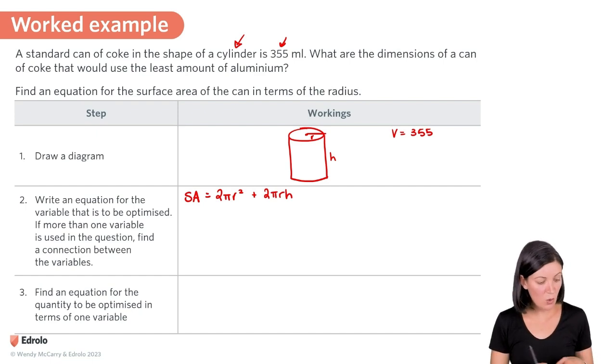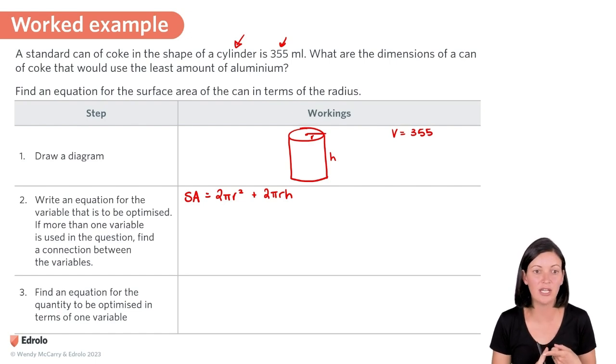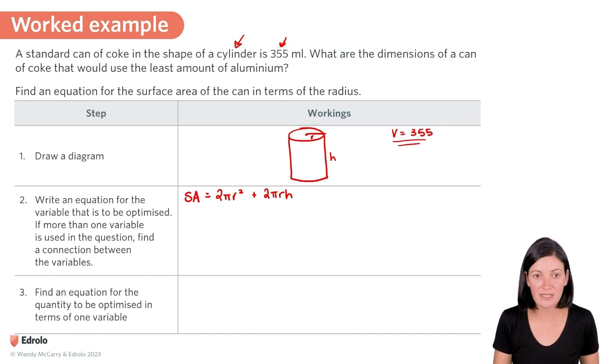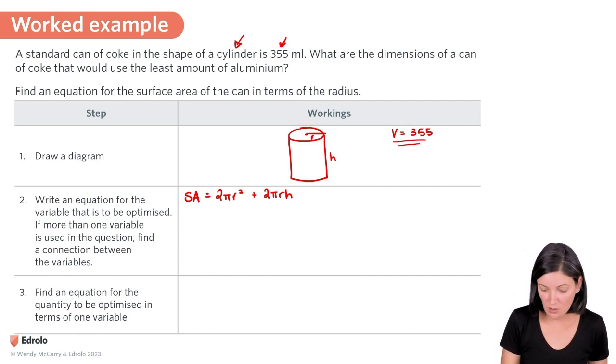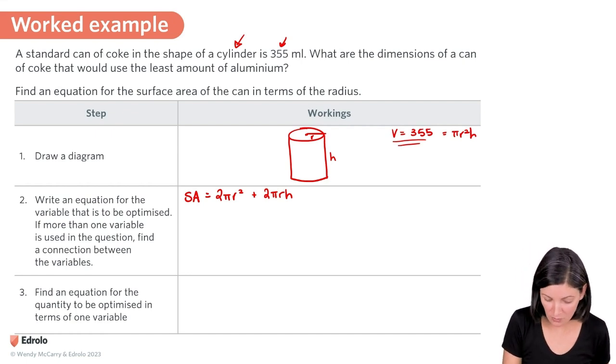Now this says, if more than one variable is used in the question, find a connection between the variables. More than one variable is used in this question. We have radius and we have height. So what we need to do is use the other piece of information we've been given, the volume, to find a connection between these variables. So volume, I know, is πr²h, the volume of a cylinder. So I can write 355 is equal to πr² times h.